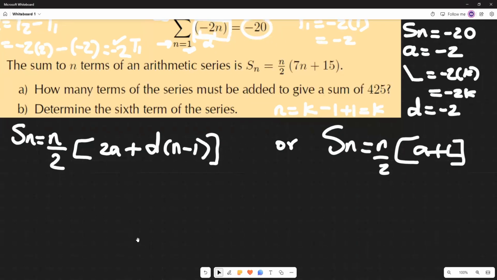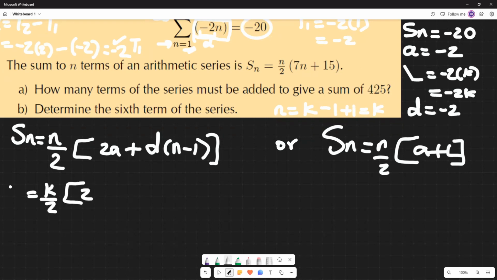So for this one, let's do our substitution. So our n, we said is k. So n over 2 is k over 2. Then we have 2. Our Sn as well, it's negative 20. Then we have 2 times our a, which we said is negative 2. Then our difference is also negative 2. And n minus 1 is k minus 1.